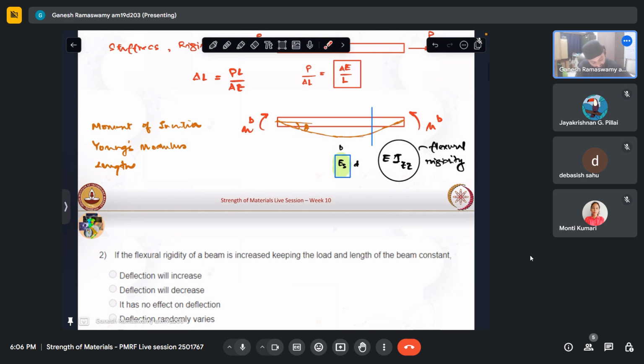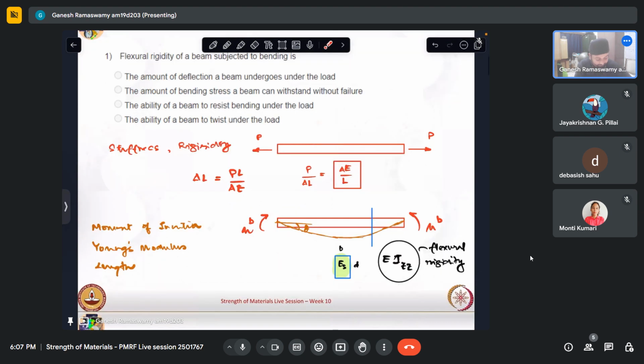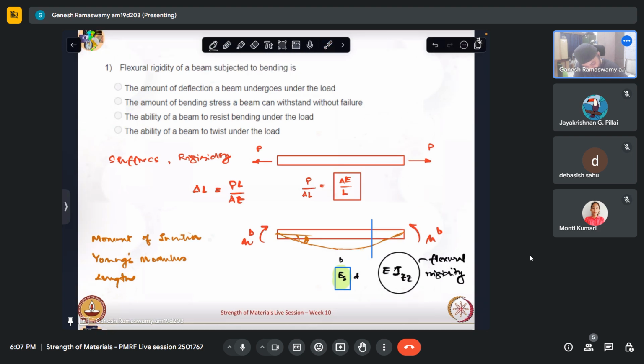So in that case, we consider that this is the ability of the beam to resist the bending under load. And a slight change in depth or in the material parameter will increase its stiffness and consequently reduce its deflection. So I hope that is clear.